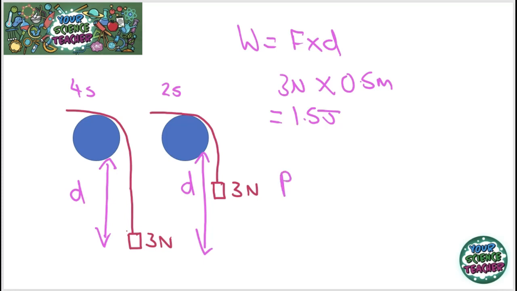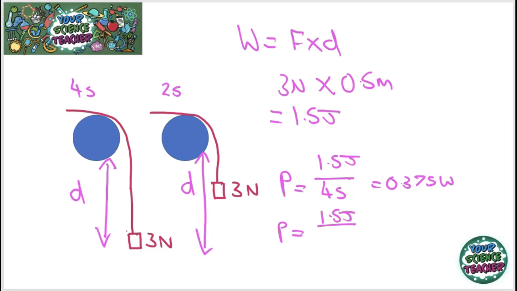So in order to calculate the power, what I would do is I would do 1.5 joules divided by 4 seconds for my first pulley, and 1.5 divided by 4 is 0.375 watts. And to get the power of the second pulley, I would do 1.5 joules divided by 2 seconds, which is this time 0.75 watts. So what you can see here is if I have this pulley and it's working faster, then it is more powerful.